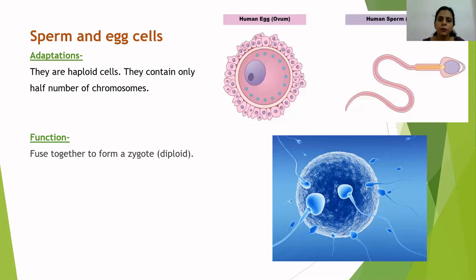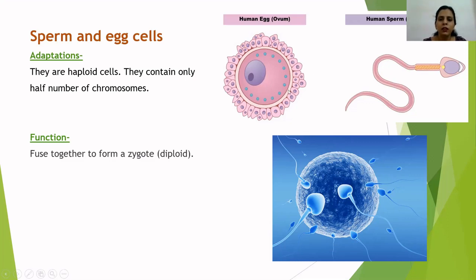The last one is sperm and egg cells. You have already studied in your lower classes in the chapter on human reproduction. Sperm and egg cells are known as gametes, the reproductive cells, because they help in reproduction. Now the adaptation we are talking about is the common adaptation of both, egg and human sperm.